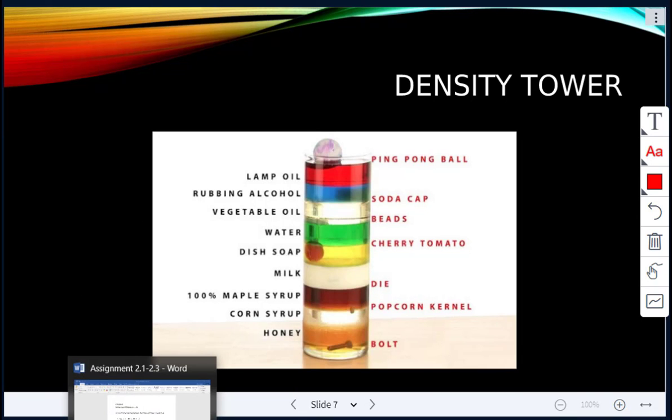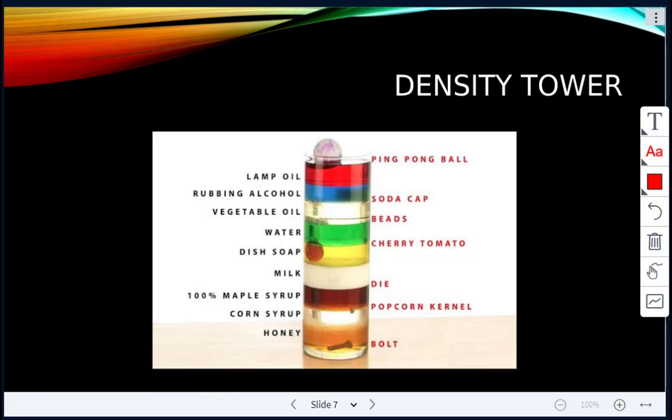So let's take a look here. Next, we are looking at a density tower. This is what can be done with different materials to show all the different phases in a density tower. If we look here, it says die, but it would be dice, I believe. There's a dice in there.